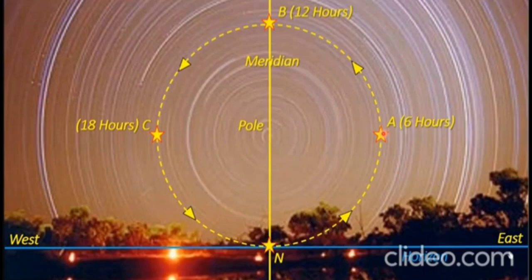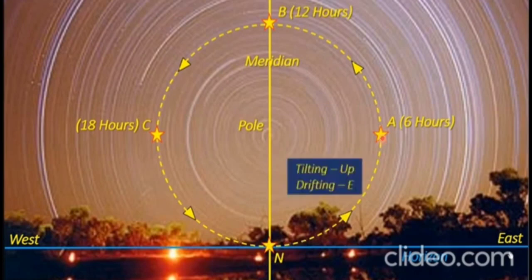So the tilt of the spin axis will also be increasing, or you can say the spin axis will be tilting upwards. From November to Alpha, the spin axis will be tilting upwards. You can see this coming up here. The tilting of the spin axis will be upwards.